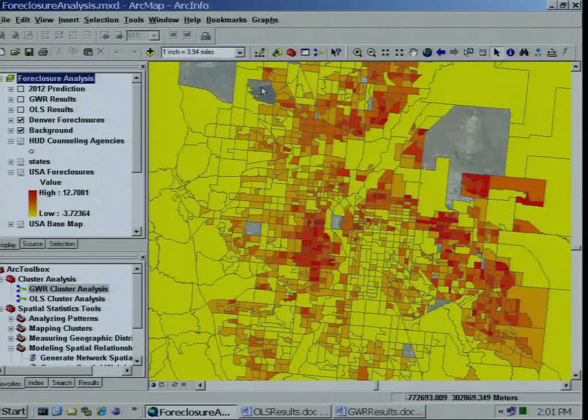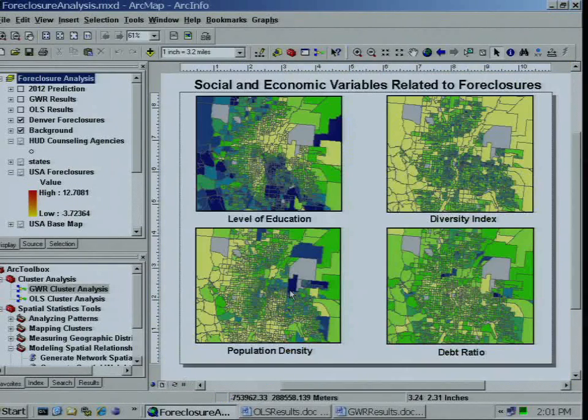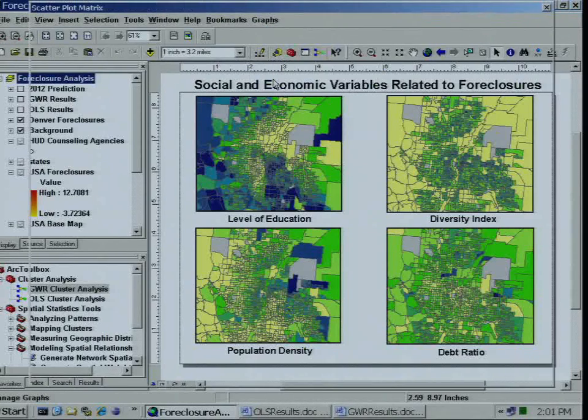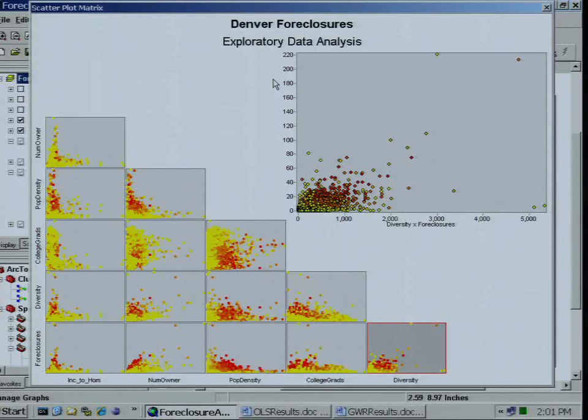Regression analysis is all about understanding and modeling the relationships that exist in our data. In the case of foreclosures, we're looking for the social and economic factors that explain why foreclosures happen. Once we understand why foreclosures happen, we can use that information to model and therefore predict where foreclosures will happen in the future.